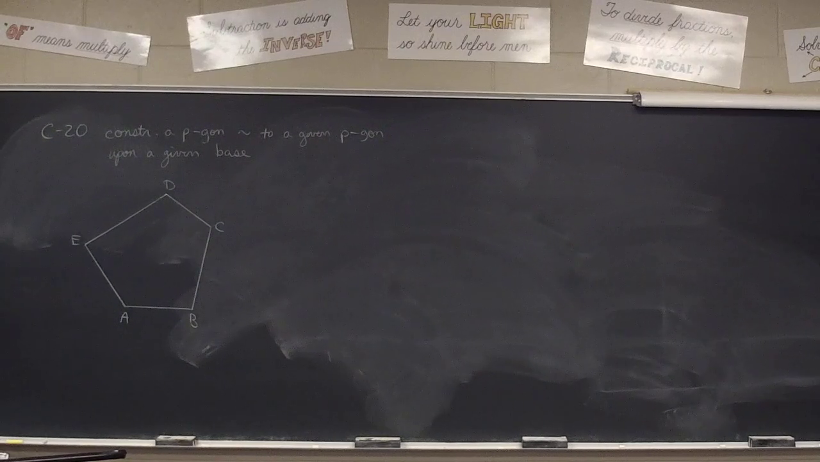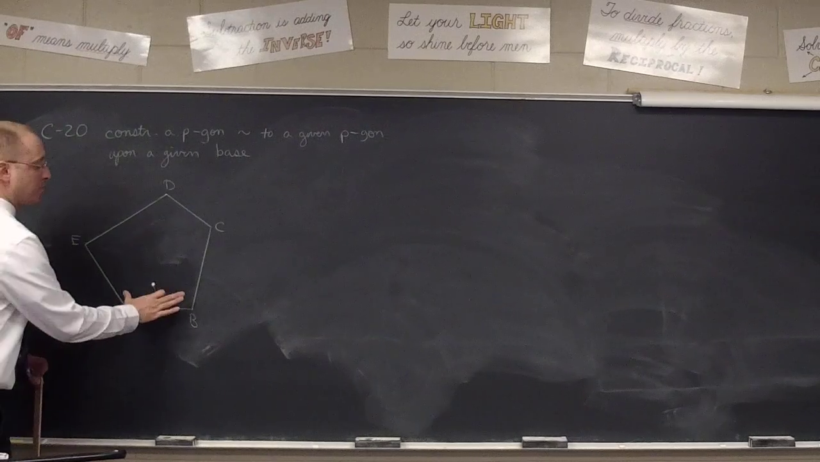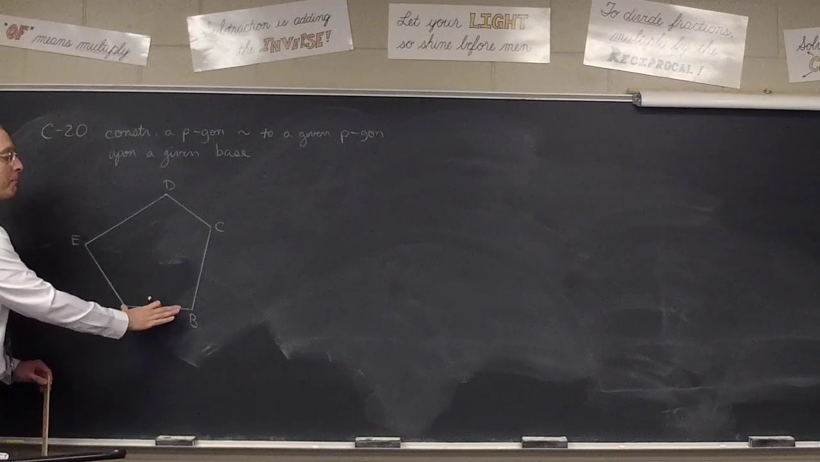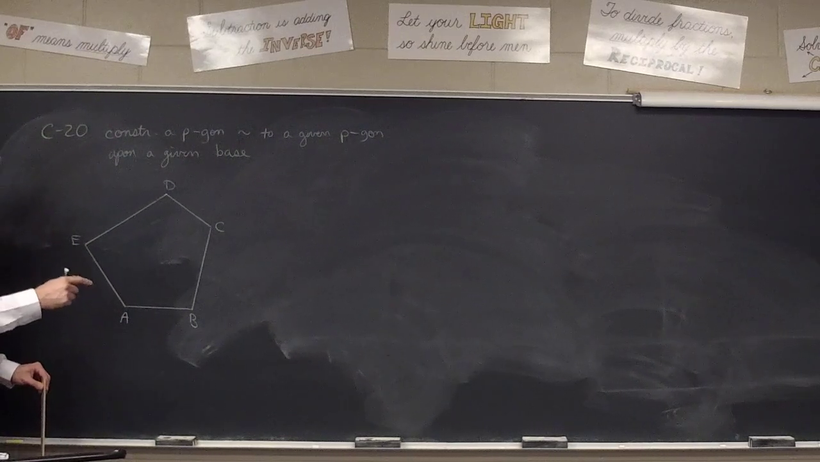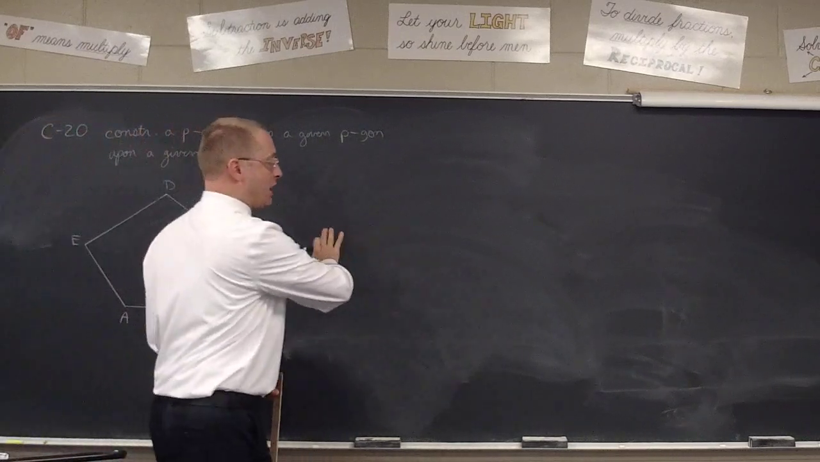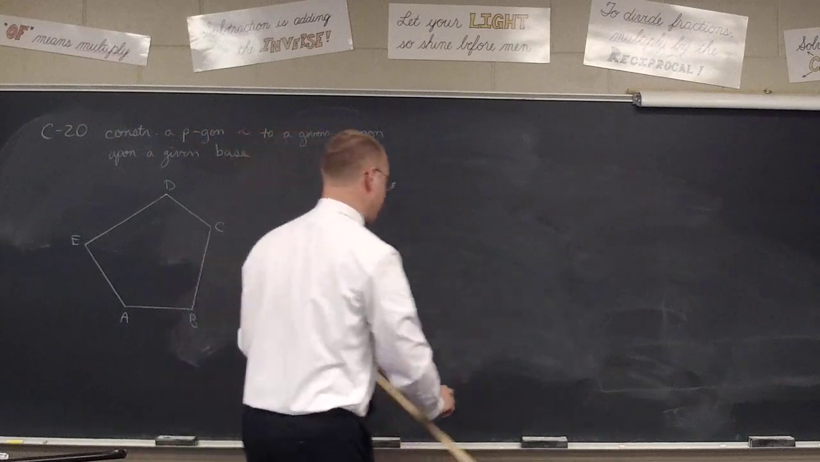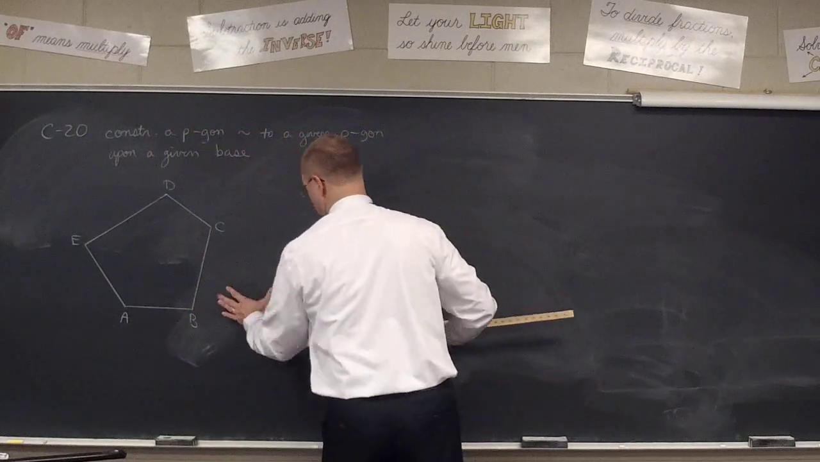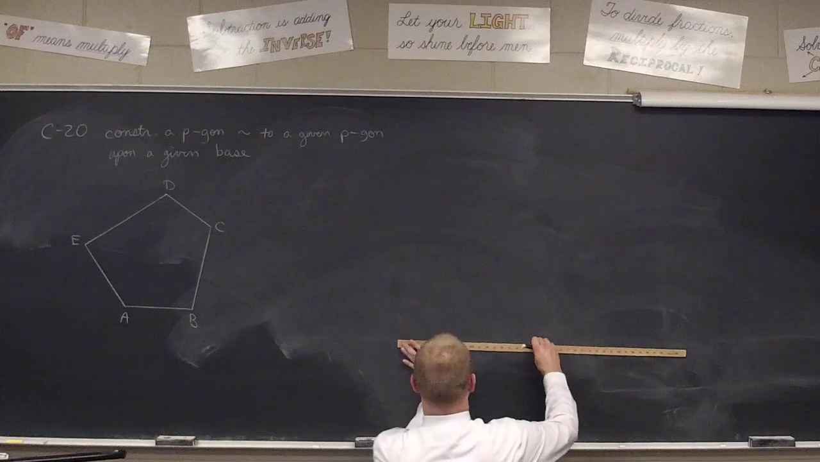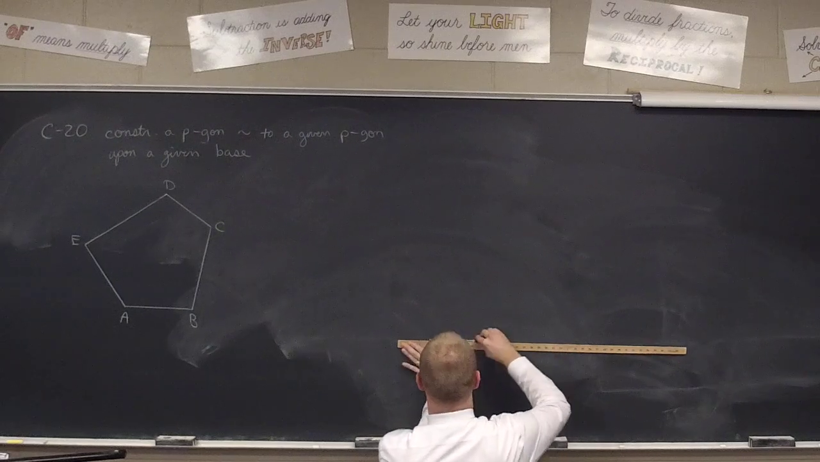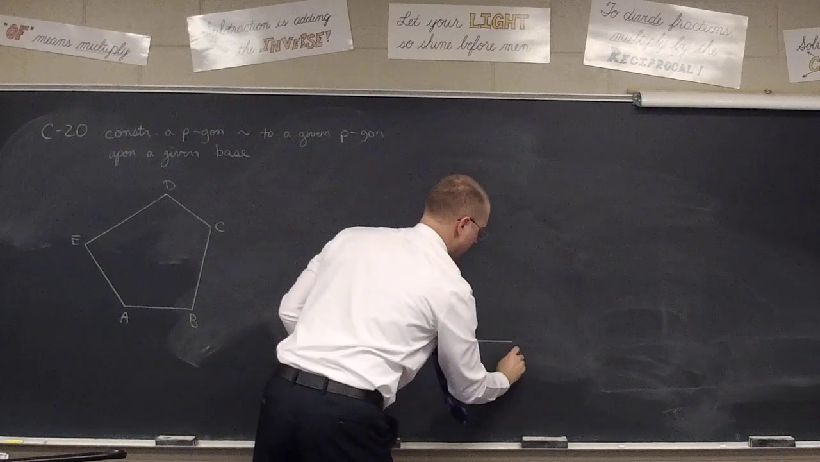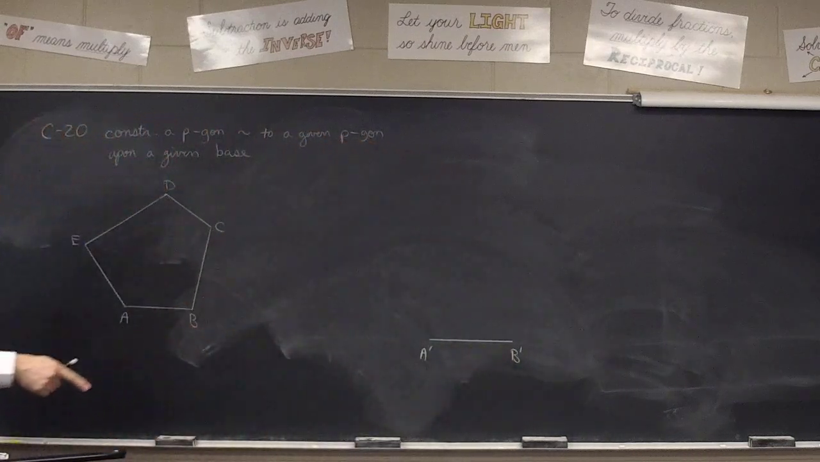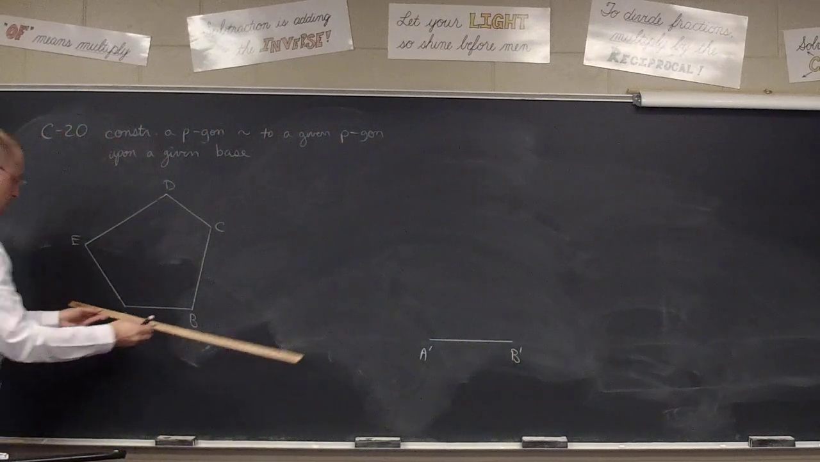Now, you don't want to overdo this next step. However big your AB is, make a slightly larger A prime, B prime, either off to the side or to the side and down. Give yourself some space. So don't put it right next to your old polygon. Give yourself some space, but draw a slightly longer line and call it A prime, B prime. That's my base.